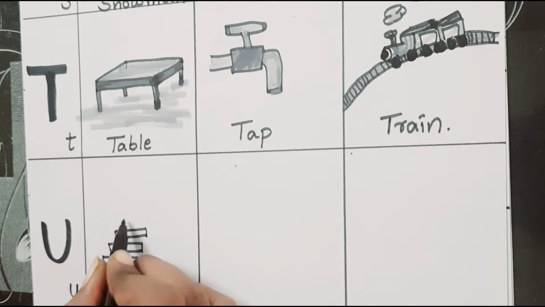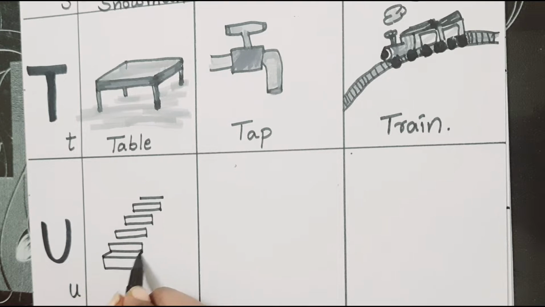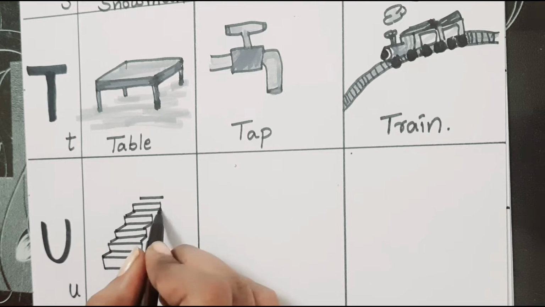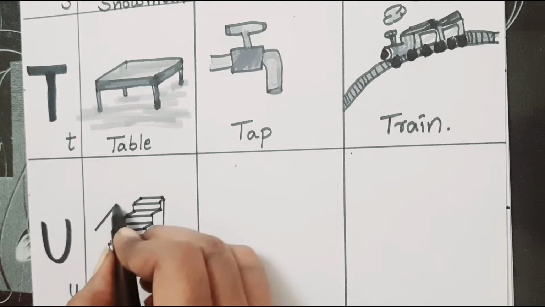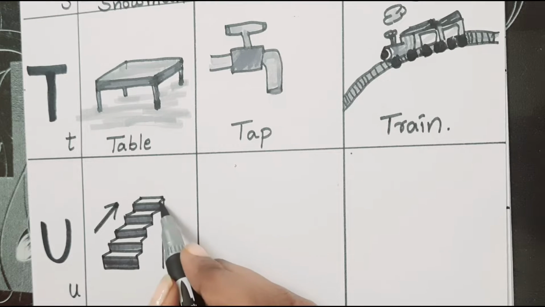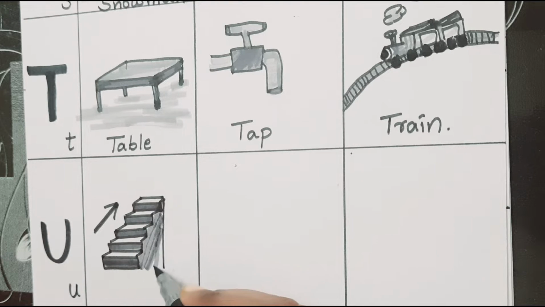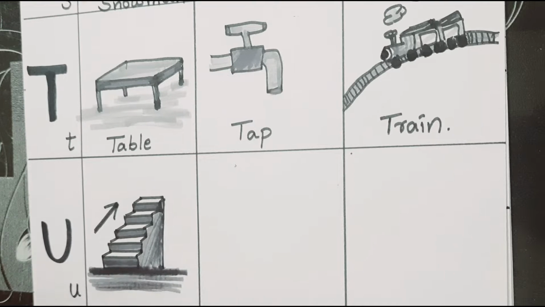We can draw an umbrella, but I'm not drawing an umbrella here. We are trying to draw here, yes, stairs, or you call them steps. So I'm showing the arrow mark here. It is a way towards upside, so we write it upstairs.